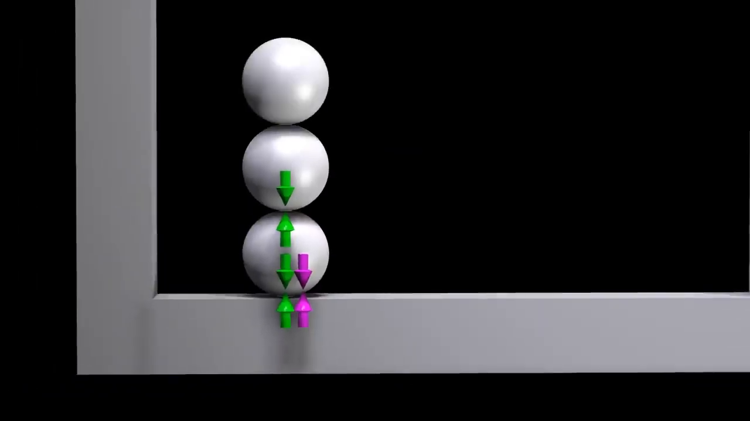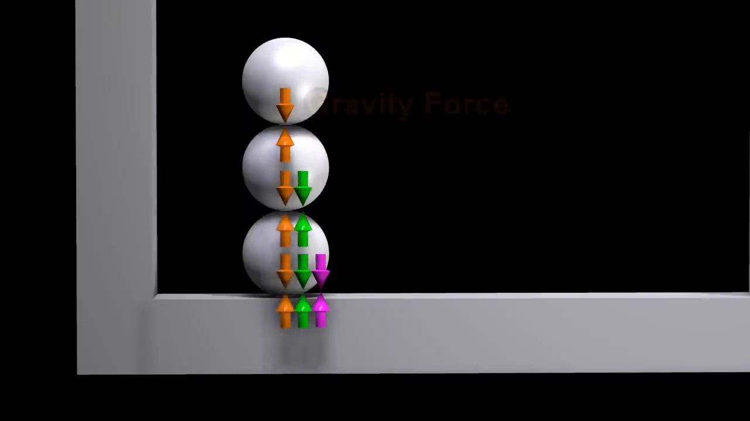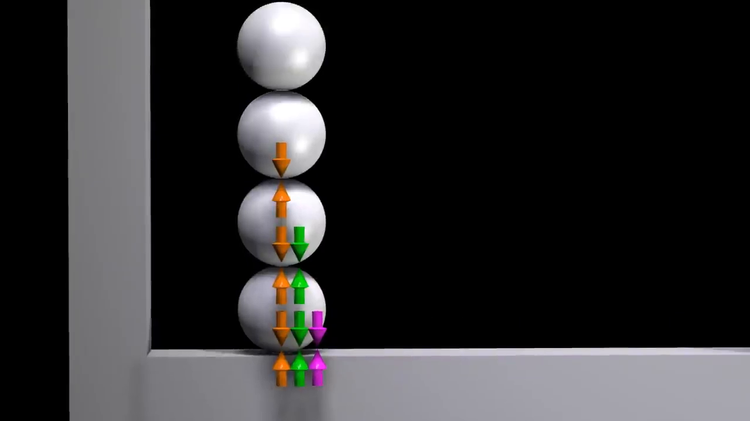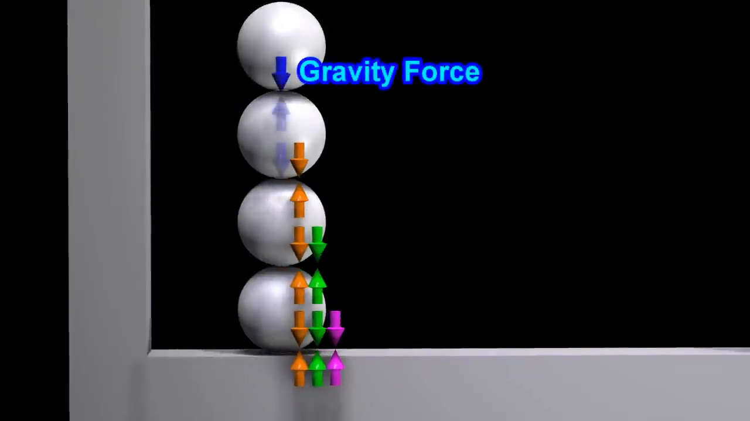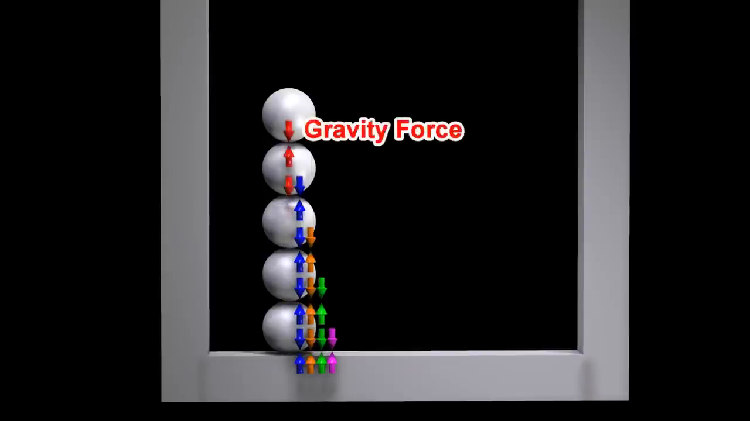Let's now consider a third molecule, above our original two. As gravity exerts a downward force on this third molecule, this increases the pressure on the two molecules below it. As we continue adding molecules, we see that the pressure at the bottom continues to increase. We now have a situation where the pressure is greater at the bottom than at the top, as we saw in the simulation.